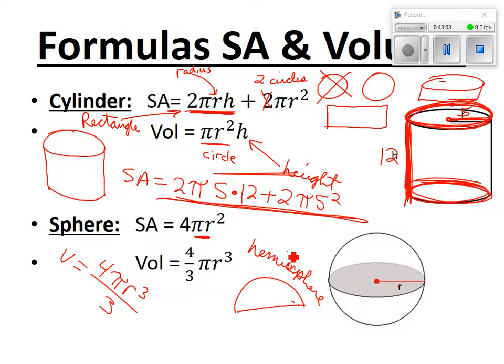So if we were to find the surface area of a hemisphere, we would have to take 4 times pi times radius squared and divide that by 2. But then we would want to add on the area of the circle. What's the formula for area of a circle? Pi r squared. So we'd have to add on that pi r squared. The sphere doesn't have a base, but the hemisphere does.